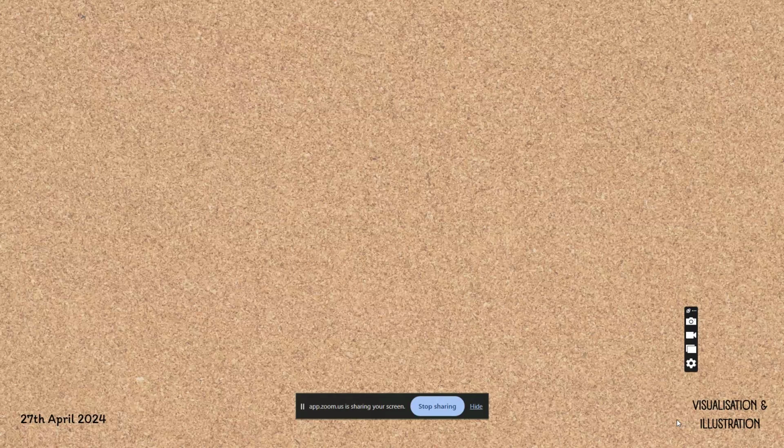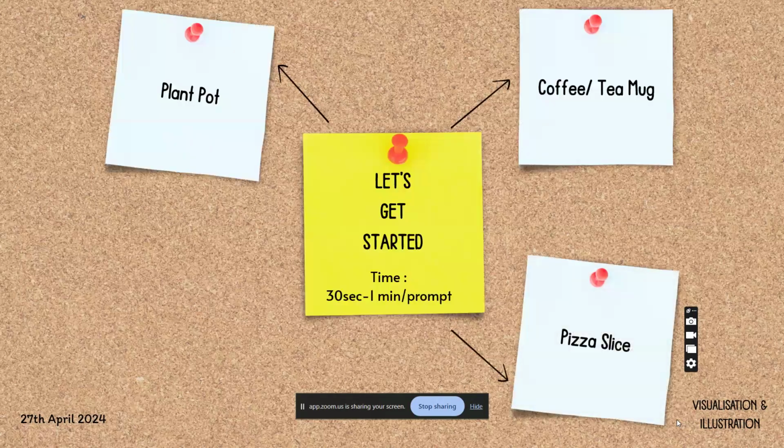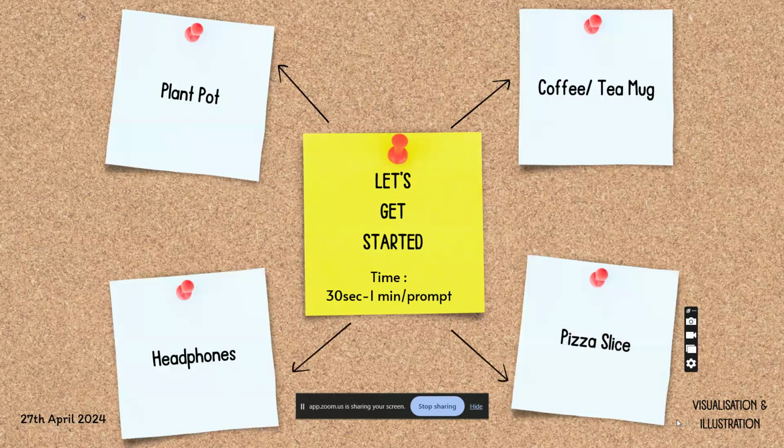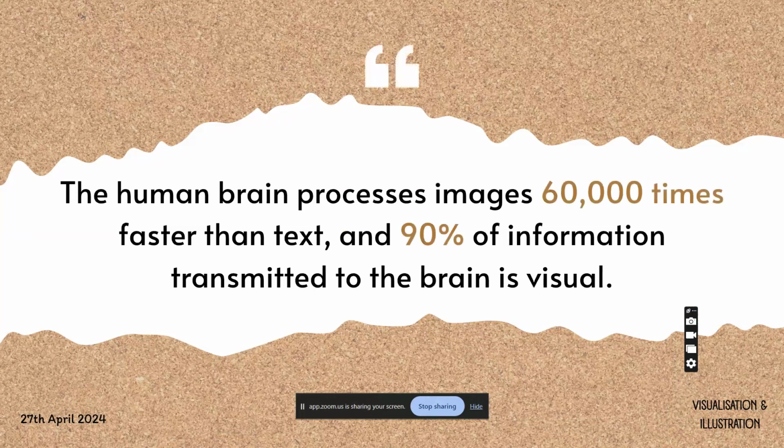As we might have drawn this, when we heard that word, we visualized that object in our mind, then we drew this on the paper. The same way, our brain works fast with the visuals. Here's a fact for you: the human brain processes images 60,000 times faster than text, and 90% of information transmitted to the brain is visual.